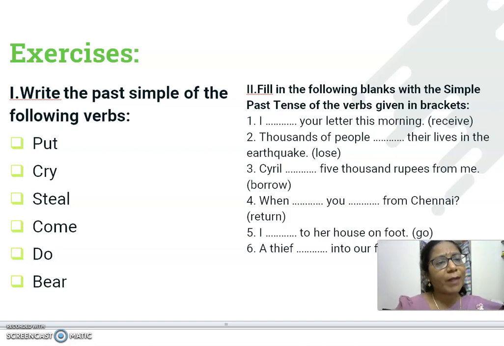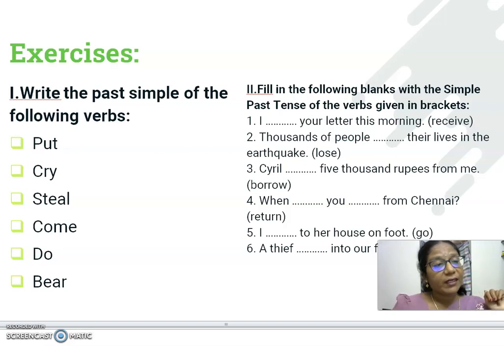Fill in the following blanks with the simple past tense of the verbs given in brackets. I blank your letter this morning. The verb which is given in the bracket is receive. So obviously the answer is: I received your letter this morning. Thousands of people blank their lives in the earthquake. Thousands of people lost their lives in the earthquake.